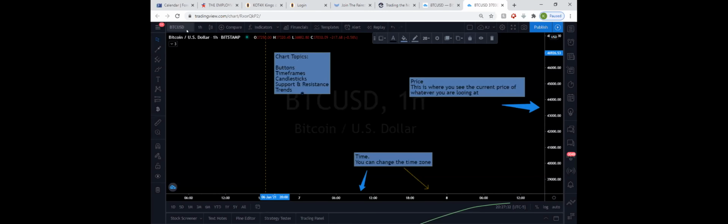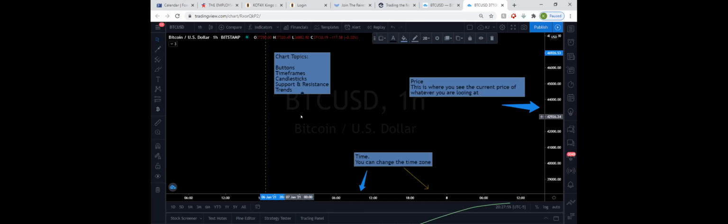With Bitcoin, I didn't choose one in particular. I just chose the one that popped up, and that's what you're looking at now. The reason you don't see any candlesticks on the screen is because I scrolled up so that I could put words on the screen for you guys to read.